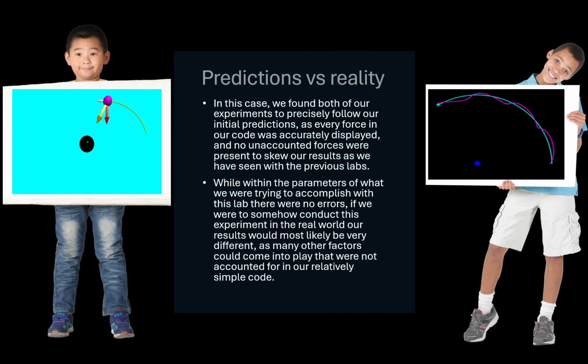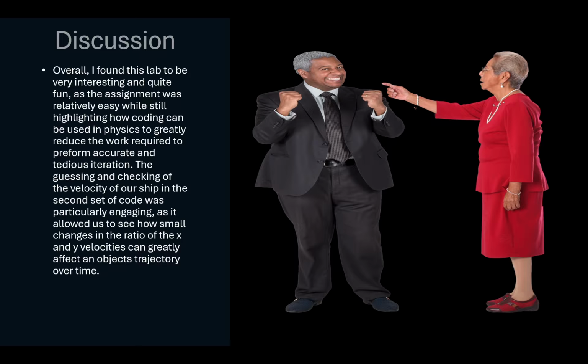Predictions versus reality. In this case, we found both of our experiments to precisely follow our initial predictions, as every force in our code was accurately displayed and no unaccounted forces were present to skew our results, as we have seen with the previous labs. While within the parameters of what we were trying to accomplish with this lab there were no errors, if we were to somehow conduct our experiment in the real world, our results would most likely be very different, as many other factors would come into play that were not accounted for in our relatively simple code.